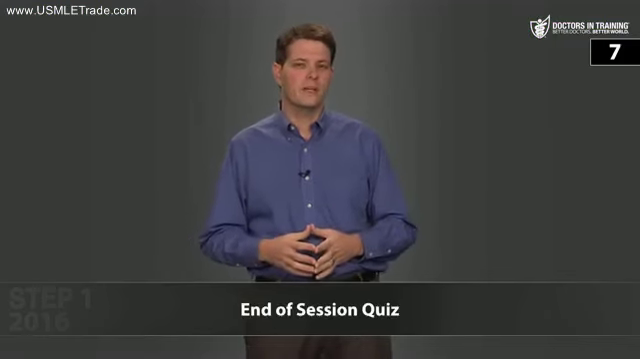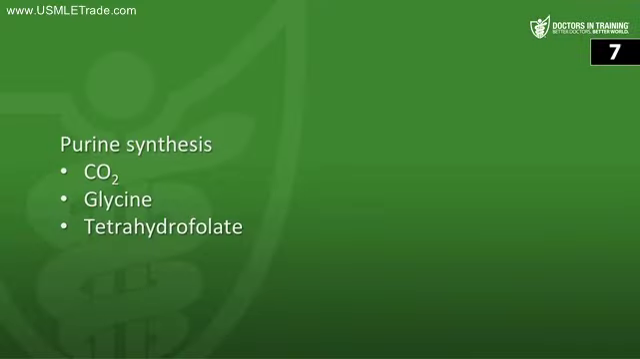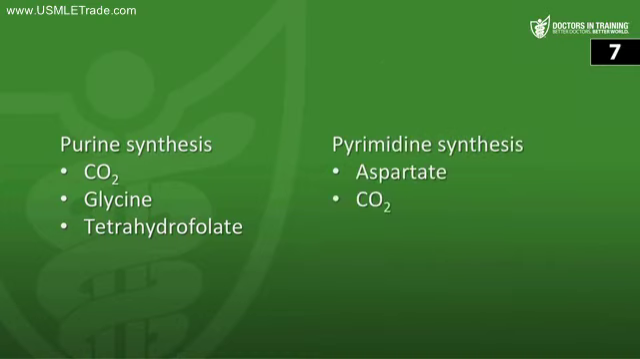What are the sources of carbon in the synthesis of purines? So we had CO2, glycine, and tetrahydrofolate are the 3 carbon sources. We also said you need aspartate and glutamine, but those provide nitrogen, not carbon. Then what are the sources of carbon in pyrimidine synthesis? Well, the carbons come from aspartate and CO2, and then glutamine is also necessary to provide a nitrogen in carbamoyl phosphate.